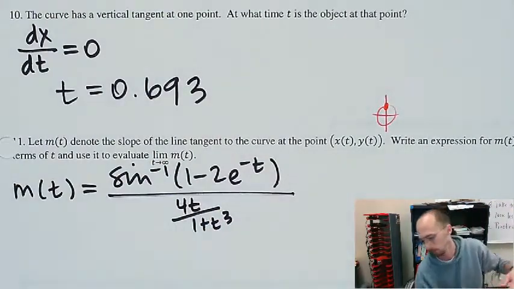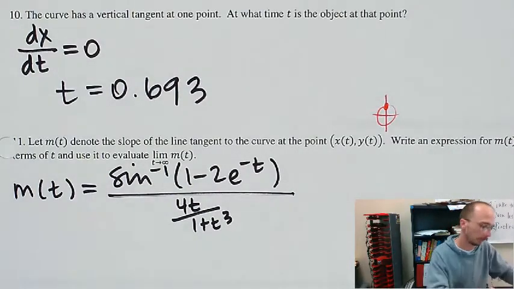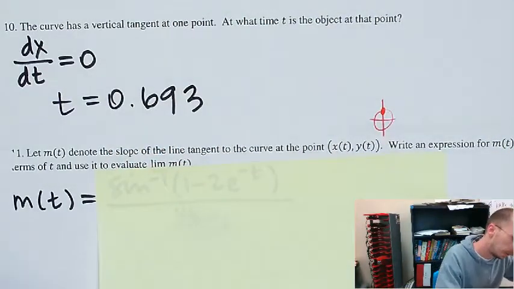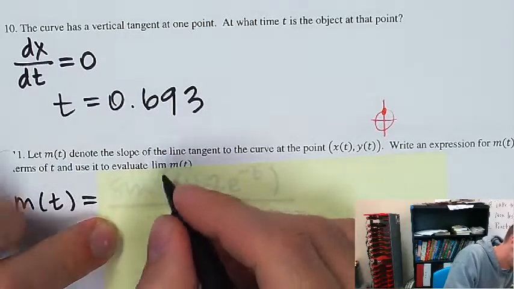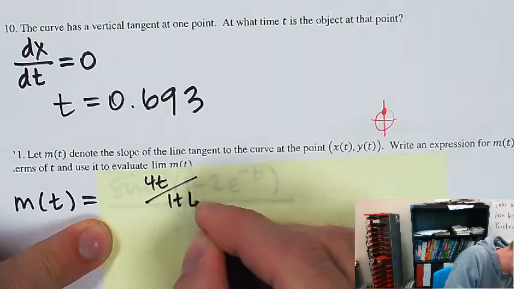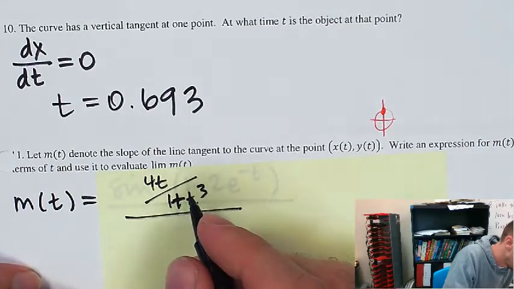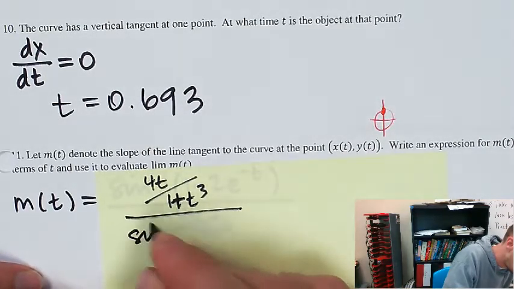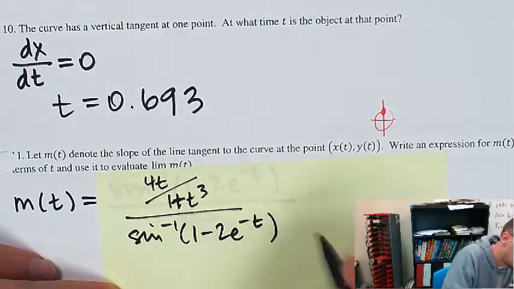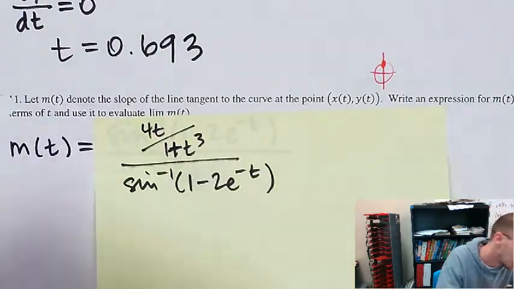In that case, you probably want to scratch that. You definitely need to scratch out wrong work on the quiz or the test or the AP exam or whatever. I'm just going to cover it. It's going to be all right. Okay, yeah, dy dt was the fraction and dx dt was the arc sine. That's too bad. So 4t divided by 1 plus t to the third, divided by, what am I doing here? Oh, arc sine. And that would probably be one good reason to at least start off with m of t equals dy dt over dx dt, right? In case you just copied them down wrong like I did.